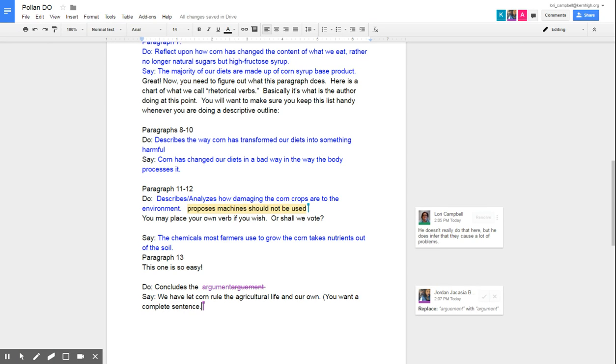Oh, I see what you meant by that. You did the suggesting. You were doing the suggesting. If you go up to the top where it says editing, it'll say suggesting. If you change that to editing, then it won't do that. There you go.